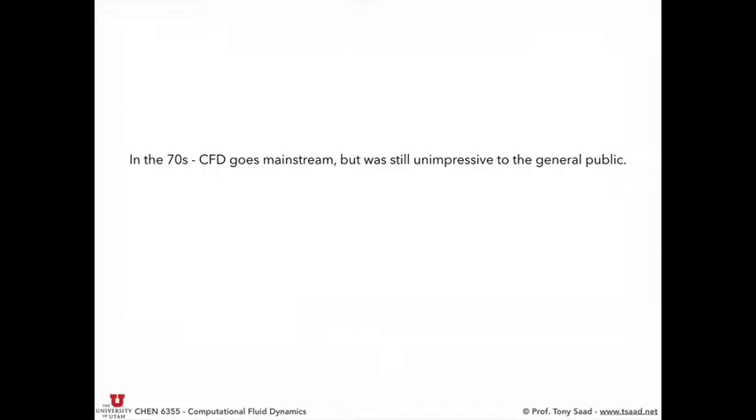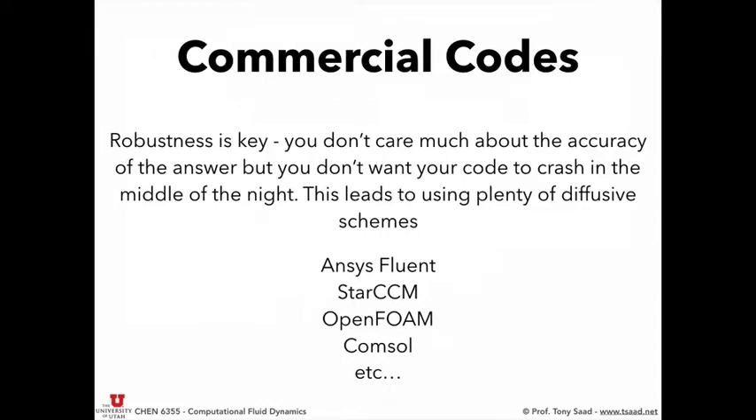In the 70s, CFD goes mainstream, but it was mostly thanks to commercial codes, but it was still unimpressive to the general public. This is when commercial codes took off, and Brian Spalding, one of the big names in CFD, you'll probably hear his name as you look at turbulence models at the end of this class. He was one of the advocates of doing software that is commercial. But for commercial software, what do you want? You want things that just work.